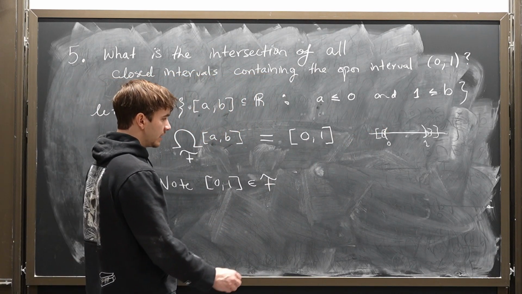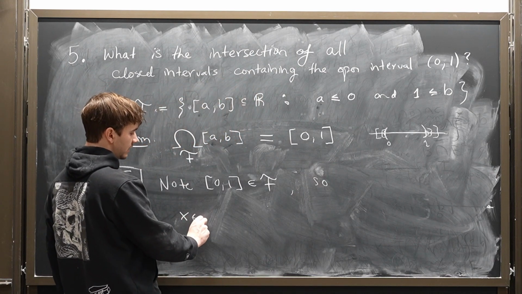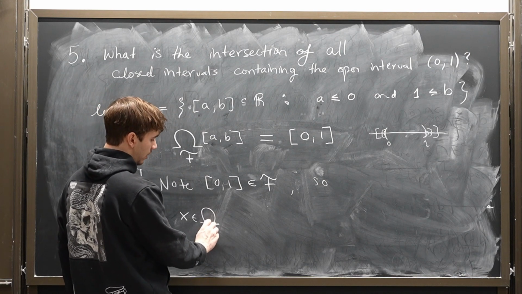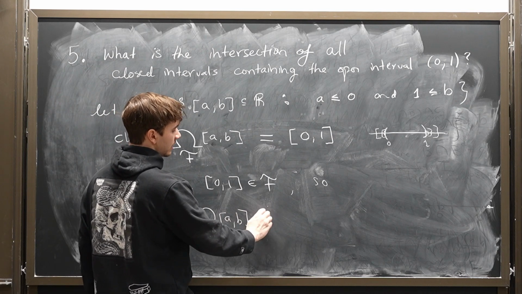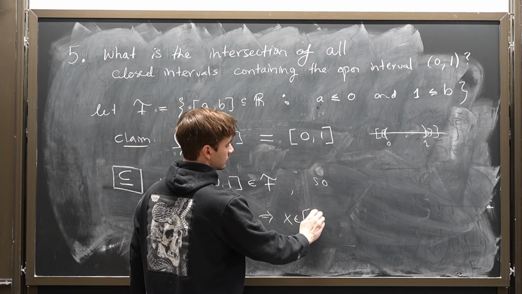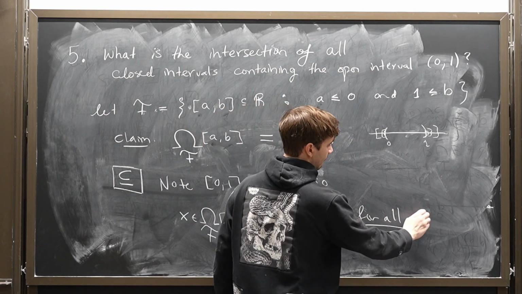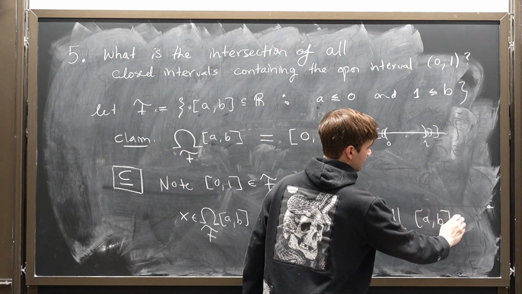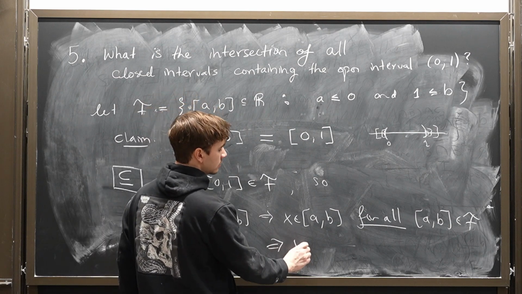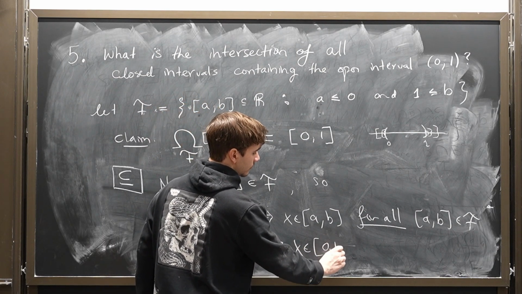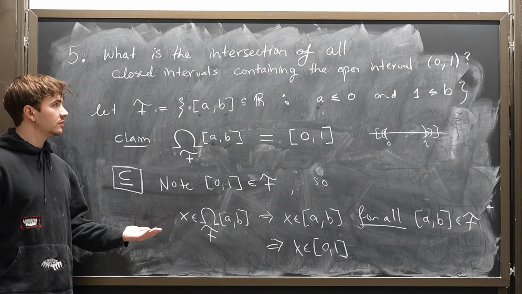Okay, but then if x is in the intersection over everything in the family, then x belongs, by definition, to everything in the family. If it belongs to everything, then it certainly belongs to [0, 1], because [0, 1] is in the family. So this concludes our proof.